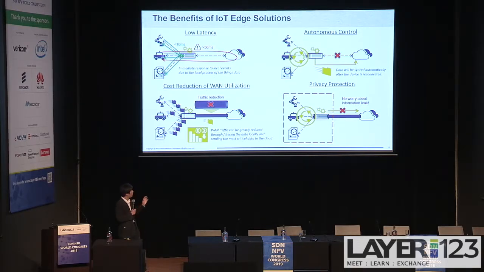Also shown at the top right of the picture is autonomous control. People are asking for a robust system, even in the case of some natural disaster, when the cloud is down, when the network is cut, they want their local system to still run without problems. Such a local solution can just meet such requirements from those customers. And for sure, it's about the cost reduction of WAN optimization.